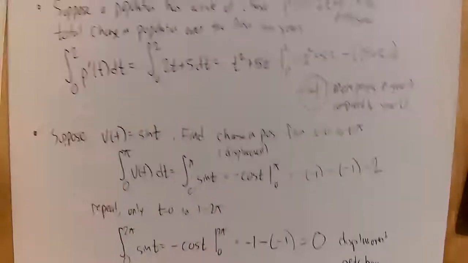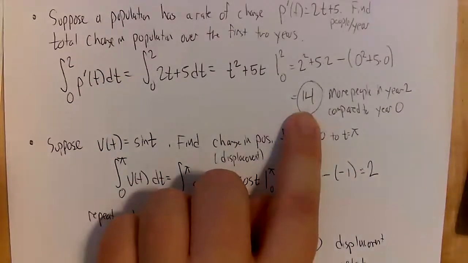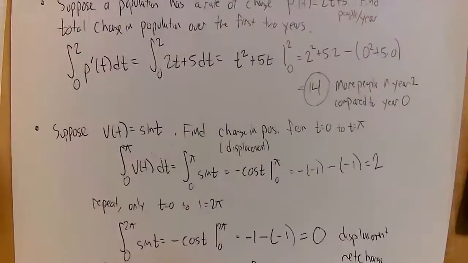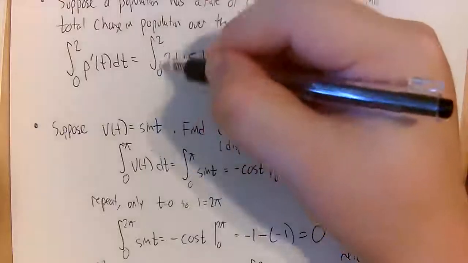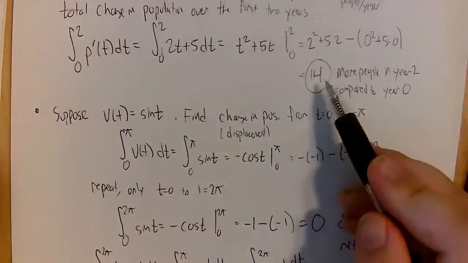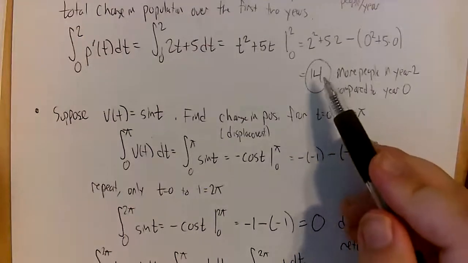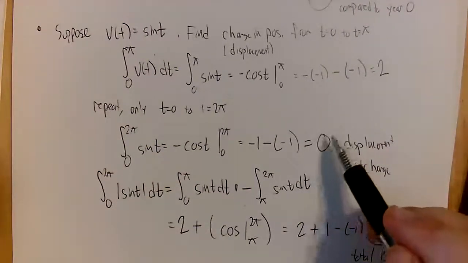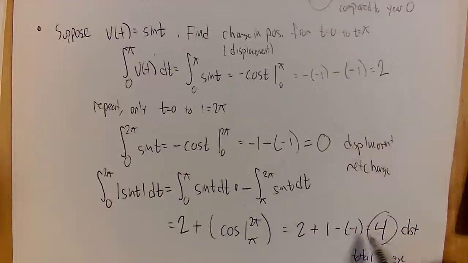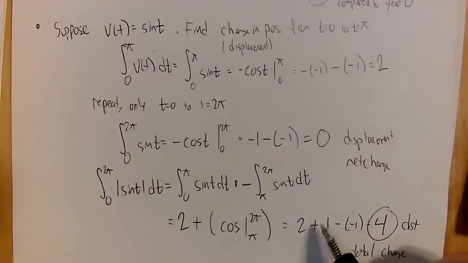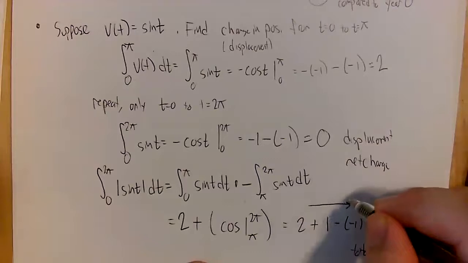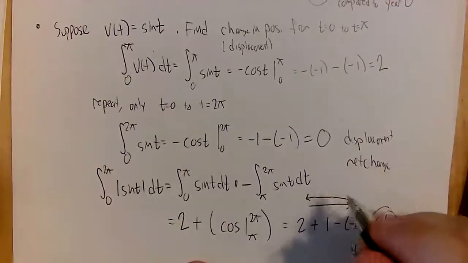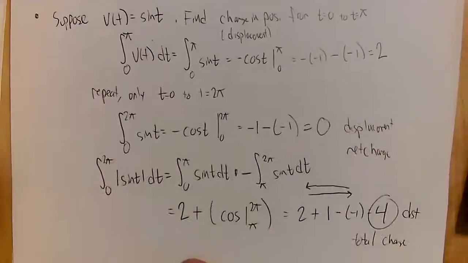Now, in the previous example here with population, the net change and total change ended up being exactly the same thing because the absolute value of 2t plus 5 is 2t plus 5, at least in this interval right here. So this is a situation where the net change and total change were the same, but in this situation, we had a net change of 0 and a total change of 4 because part of the change, the particle went 2 to the right, but then it immediately went back to the left. So some of the changes in the particle's position canceled out with one another, giving 0.